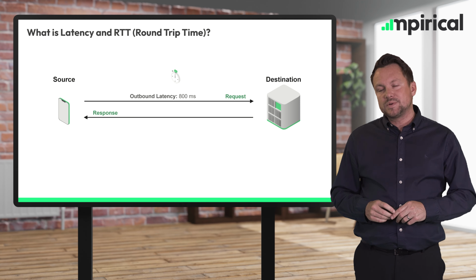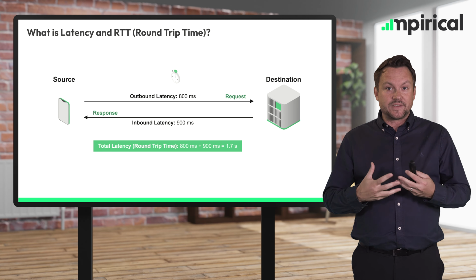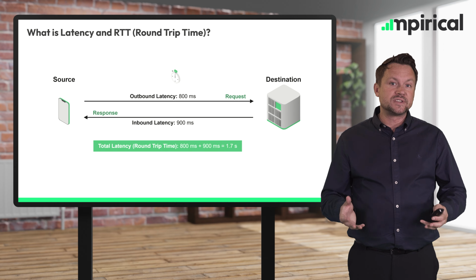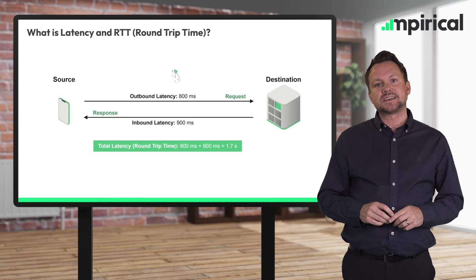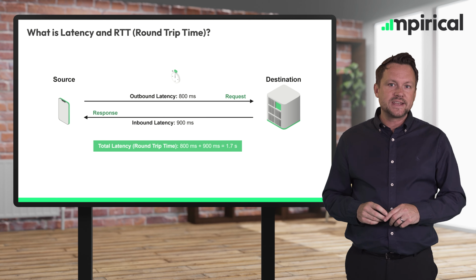So in this scenario, if we were to measure both request and response time, so the outbound leg, if we've got 800 milliseconds of latency, and with the inbound we've got 900 milliseconds. So the total latency in this scenario is the sum of the outbound latency and the inbound latency. So in this case, our total latency, or sometimes referred to as round trip time, is 1700 milliseconds or 1.7 seconds. Now, this may be acceptable for the application that's being used in this example, or there may be delay critical applications where this is simply too high a level of latency.